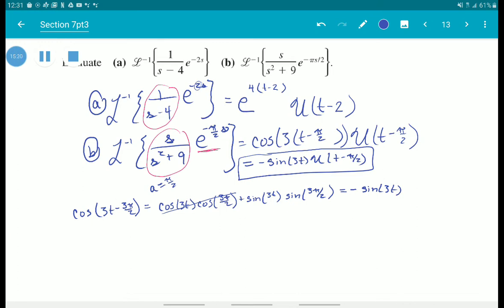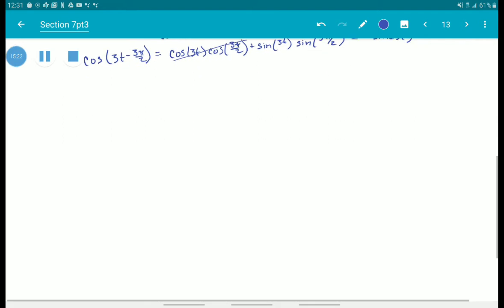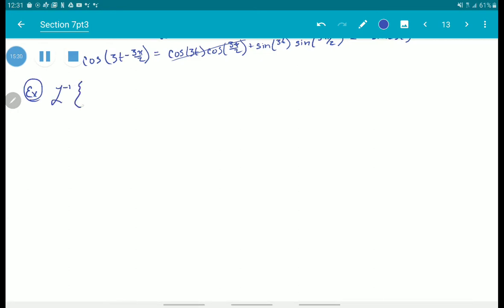So I want to do just a couple more of those to make sure we've got that concept. So let's do another example. Suppose we want to take the inverse Laplace of e to the negative 2s over s cubed. So we can rewrite this. We have 1 over s cubed, e to the negative 2s.